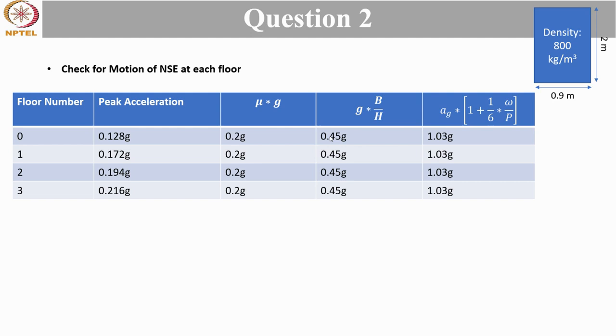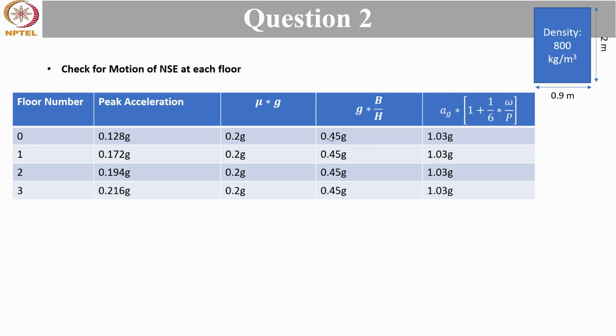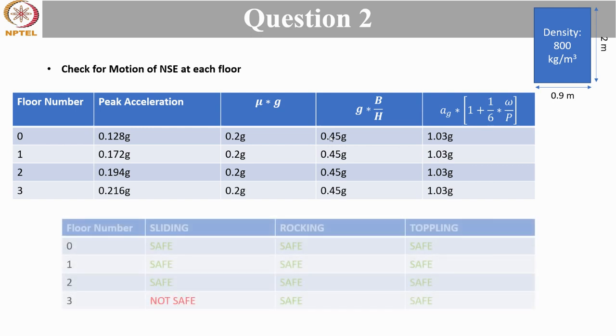We know omega is 0.3883 radian per second, and the time period is 16.22 seconds, and p we can calculate, since we know the r value and the relationship. Upon substituting the values, we get the final entity as 1.03 g. So based on these values, we can check whether the non-structural element is safe for motion or not.